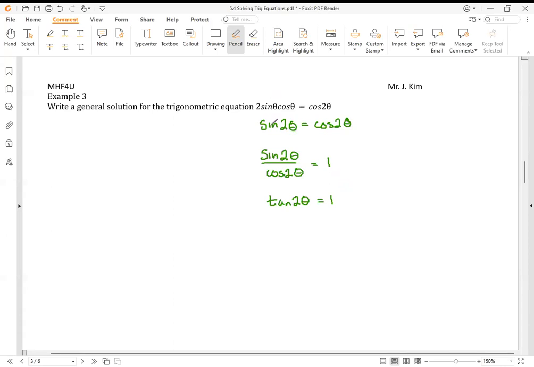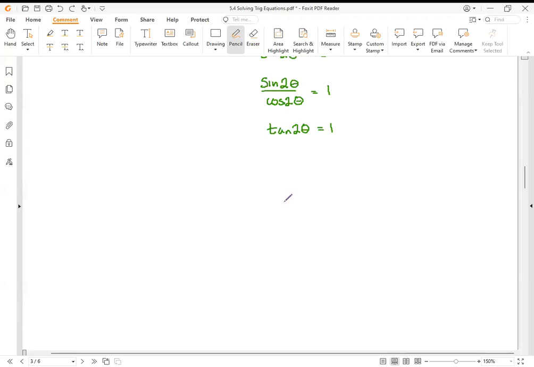From here to here? No, from there to there. Yeah, I'm just trying to manipulate. I've divided both sides by cos, so this becomes 1, and that becomes tangent. Okay? Now, from here, let's take this to the side. Tangent of 2 theta equals 1.